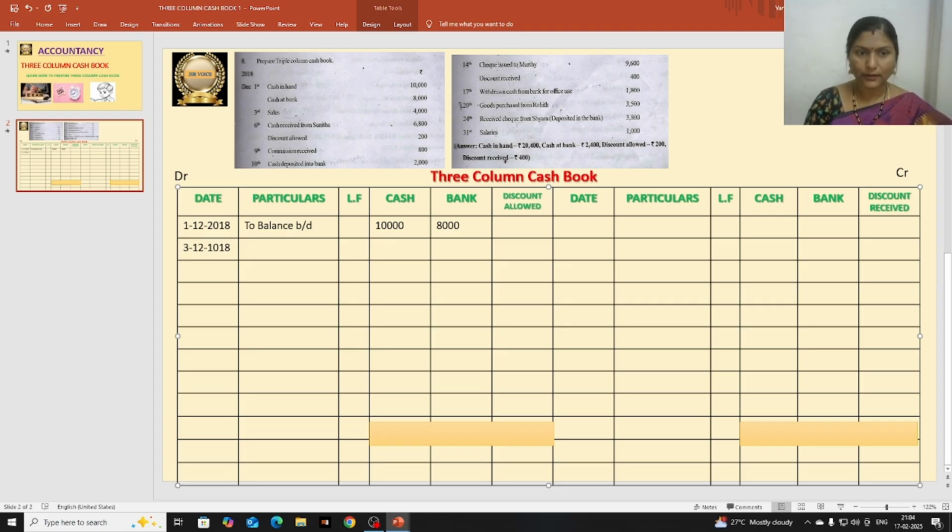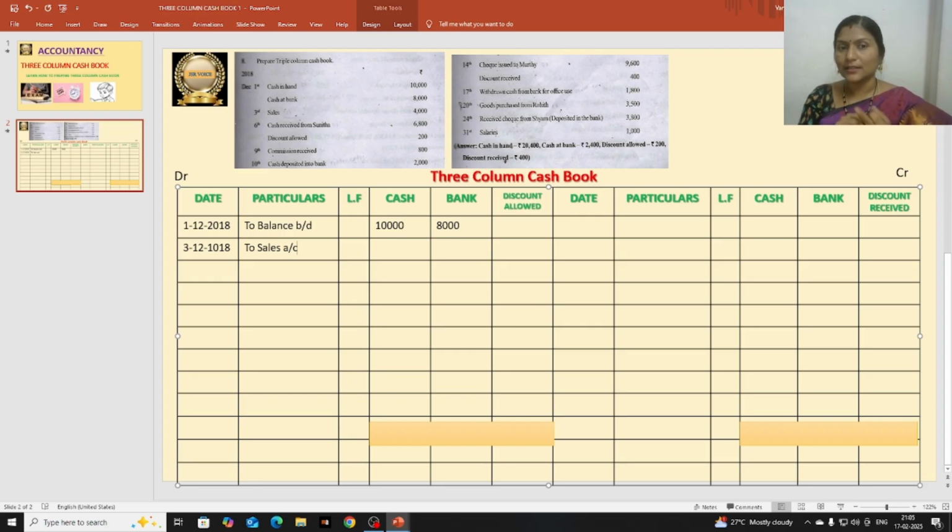3-12-2018. Okay, and let us write in particulars column sales. So whenever we write any item on the debit side, we should start with the word "To". That is why I am mentioning "To sales account". And again we have a doubt. Where to write the amount? Cash column, bank column or discount column?